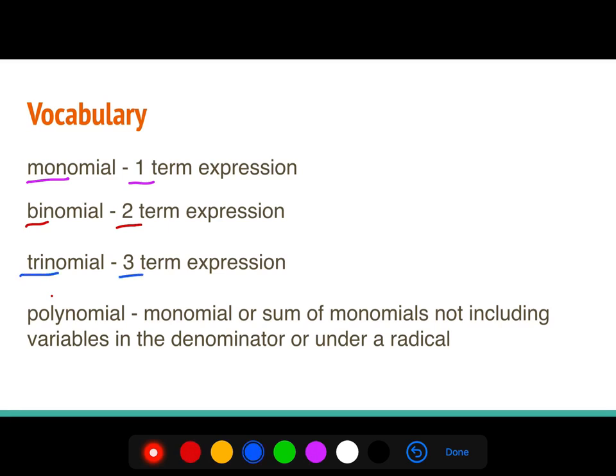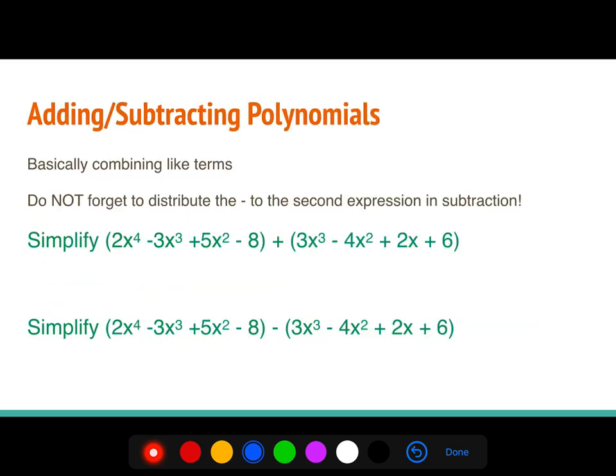A monomial has one term in the expression. A binomial, a bicycle, has two terms in the expression, and a trinomial, like a tricycle, has three terms in the expression. And the word polynomial, we just talk about any of them are called polynomials, especially anything bigger than a trinomial. Now, we cannot have any variables in the denominator or under a radical. So they can be all these different terms, but they can't have any variables in the denominator or underneath a radical.